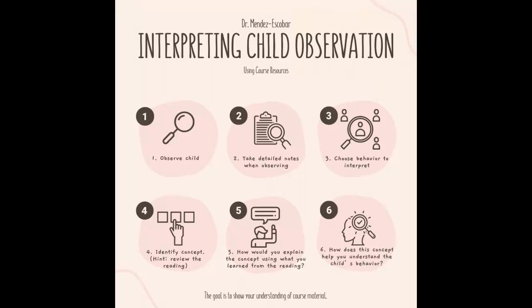So the key here is you want to make sure that anything you do in terms of interpreting child observation, that you're using your course resources and showing your understanding of that material. That is always going to be the key. And one way that you do this is through explaining a child observation. Explaining means interpreting, using the course content.